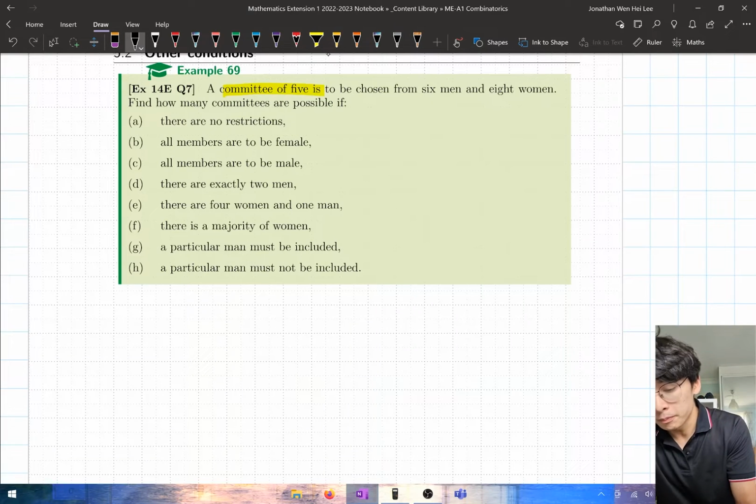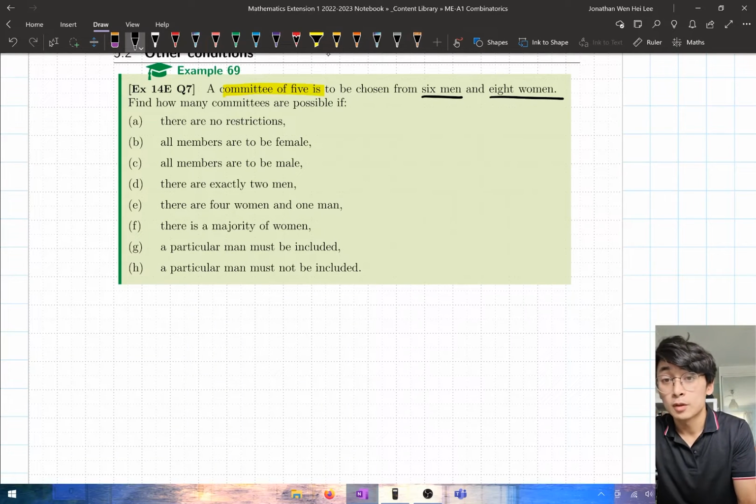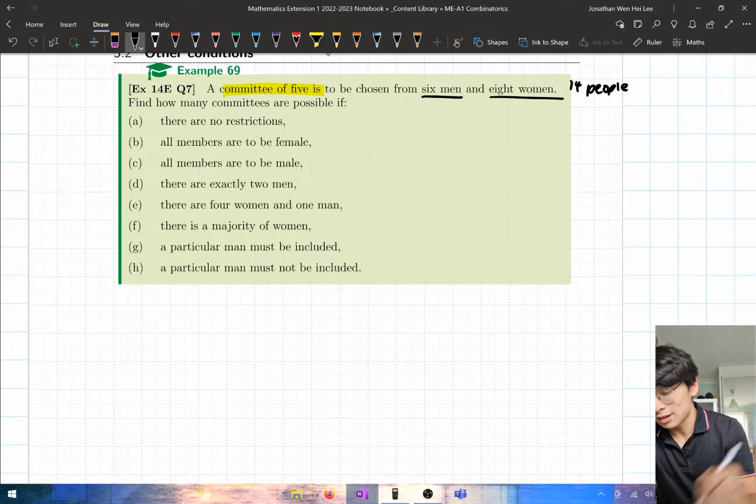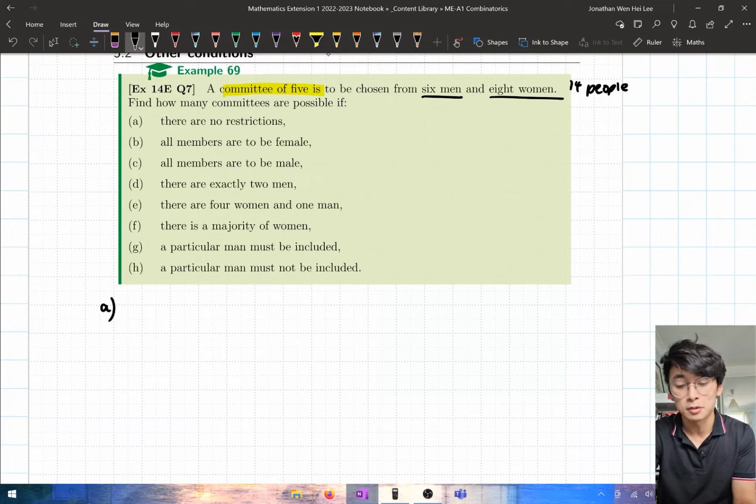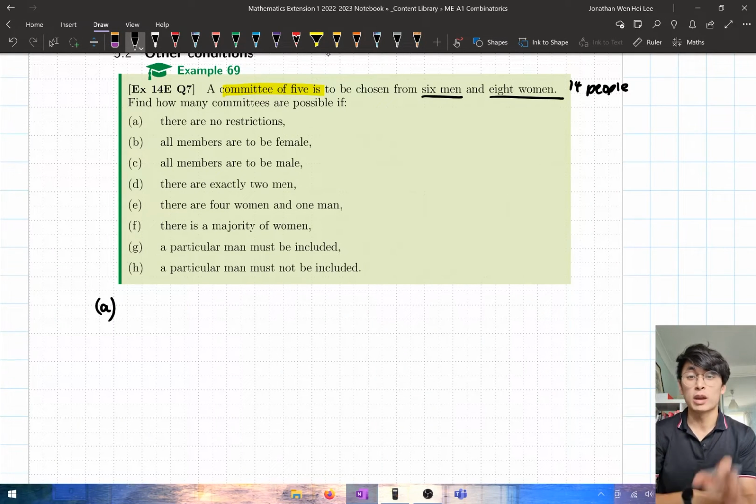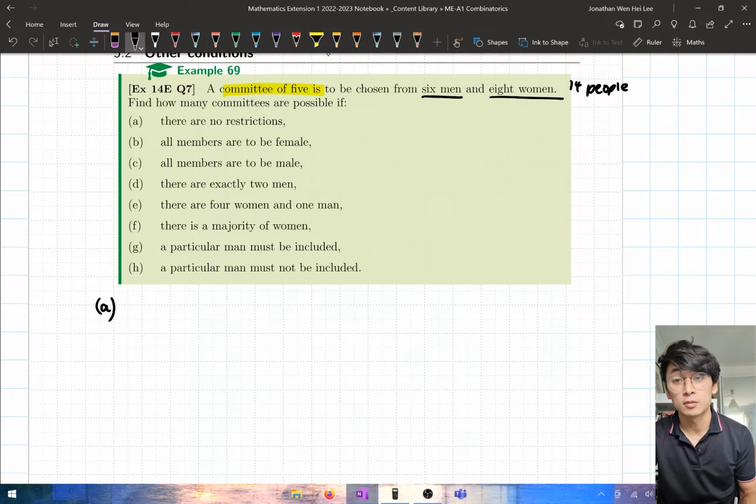Now we're selecting from 6 men, 8 women. So altogether we have 14 people. That will help us later on to figure this out. So let's have a look at the examples here. So the first one is if there's no restriction. So it doesn't matter if we have to have a certain number of men or a certain number of women, no restrictions. So how many possible ways can we do this?